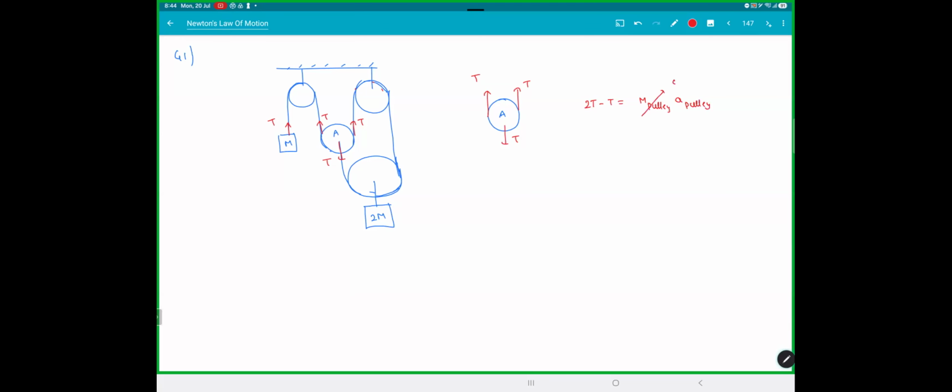And mass of the pulley is zero. Therefore, the tension is zero. There is no tension in the string. All the strings are loose, right? So both the blocks fall with G.